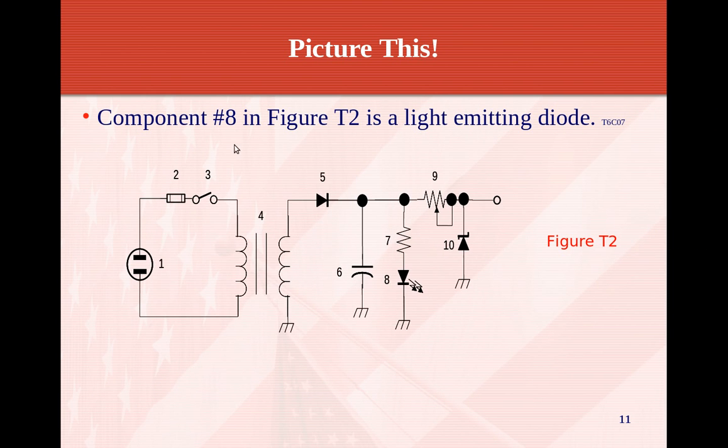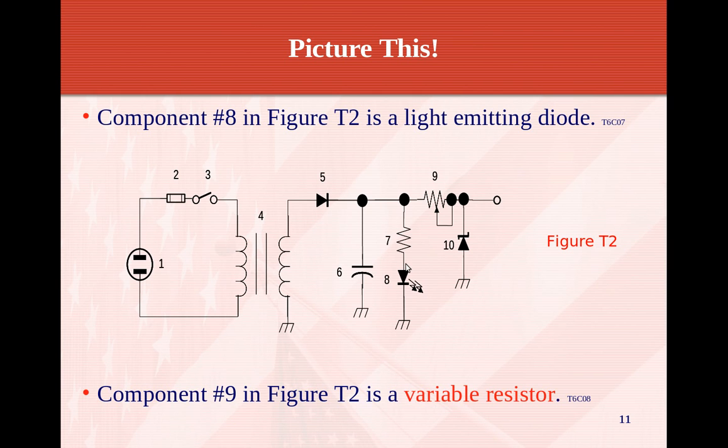Component 8 in figure T2 is a light emitting diode. Okay, so you got the diode symbol with the arrows coming out of it, emitting out of it. That means it's emitting light. Component 9 of figure T2 is a variable resistor or a potentiometer or a pot.